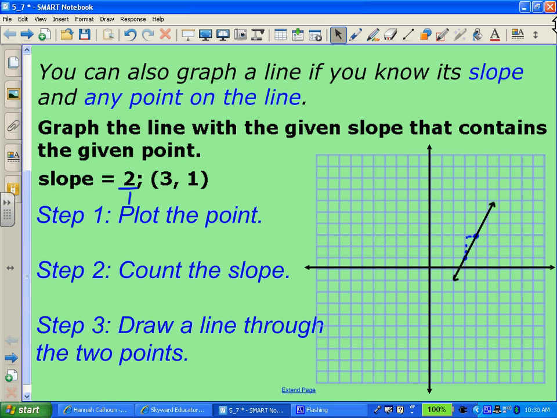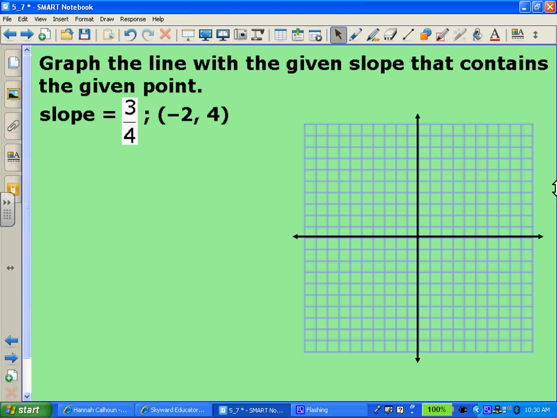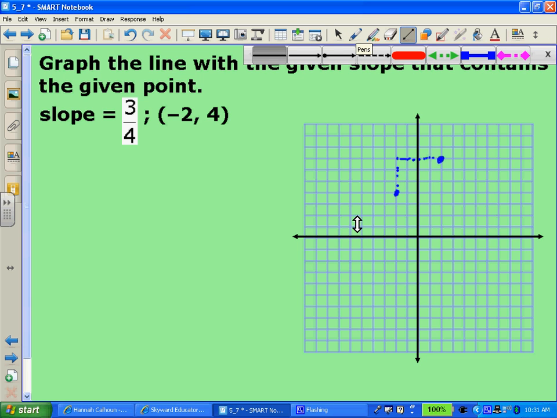Okay? Pretty simple. Plot the point, count the slope, draw the line. Let's look at another one. Point, -2, 4. So I'm going to go to -2, 4 on my graph. Slope, 3/4. So from that point, I go up 3 over 4. So there's my other point.